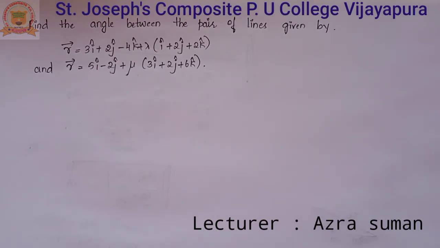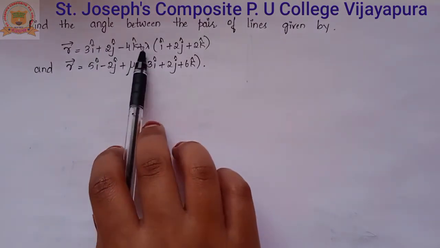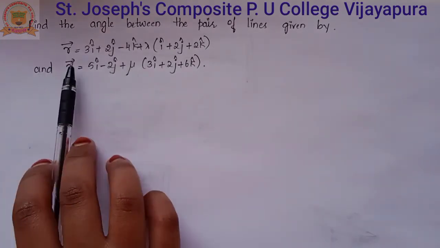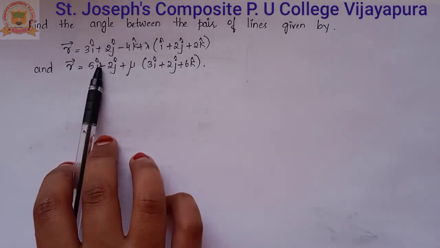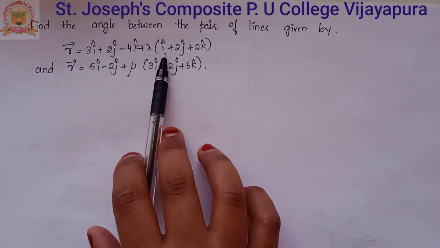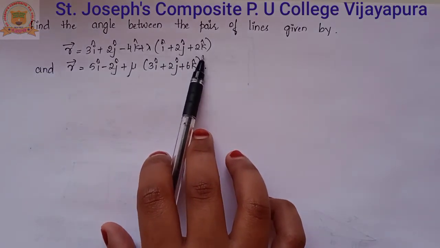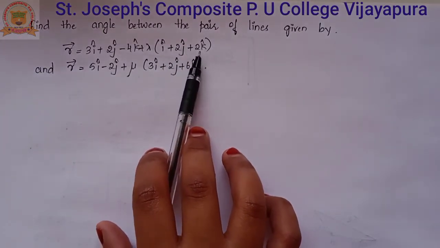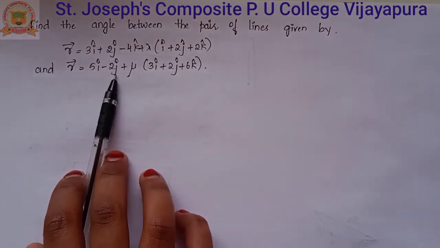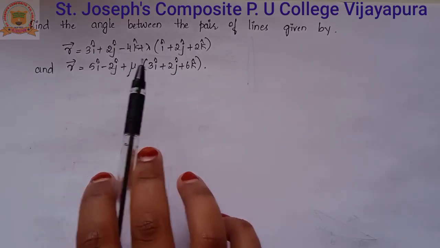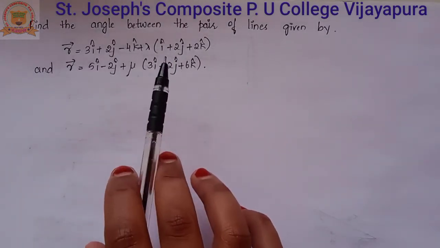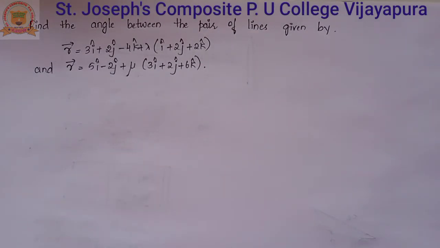First question is, find the angle between the pair of lines given by r vector equals 3i plus 2j minus 4k plus lambda (i plus 2j plus 2k) vector, and r vector equals 5i minus 2j plus mu (3i plus 2j plus 6k). See, here the equations of two lines are given.